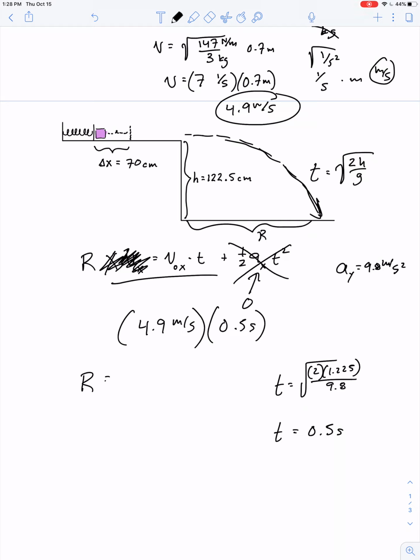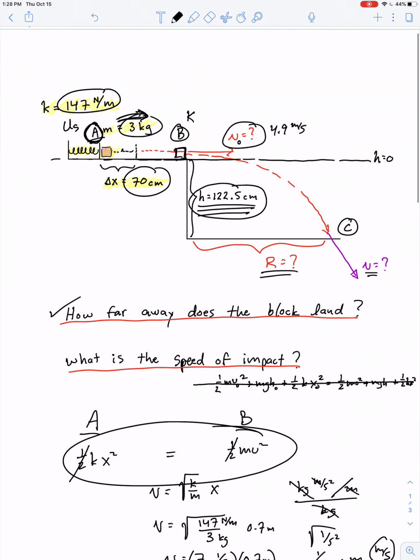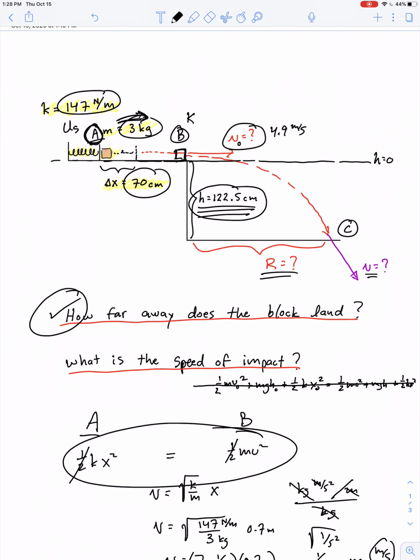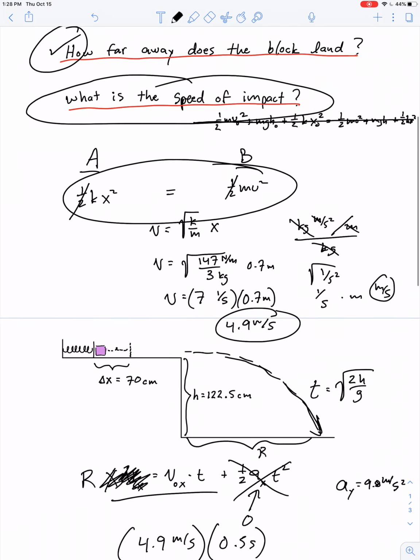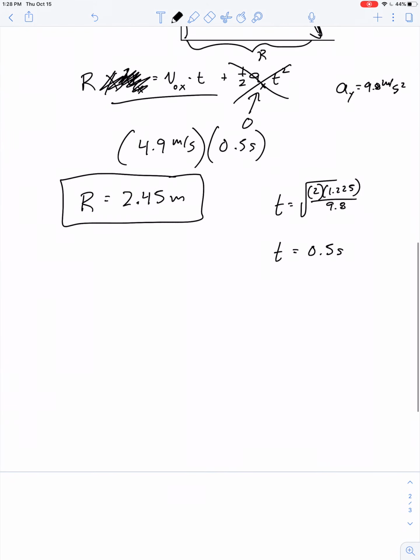Okay, so the range is equal to 2.45 meters. So we've answered our first question. Now the second question, what's the speed of impact? We're going to try this two ways. One, the old familiar way, we're just going to use kinematics. And then the second way, we'll try the law of conservation of energy.